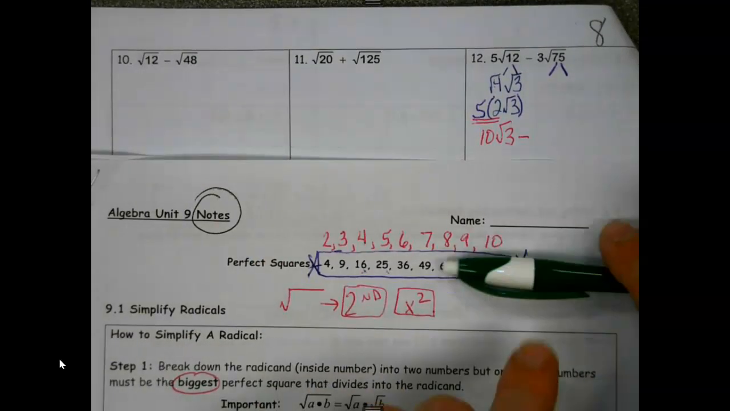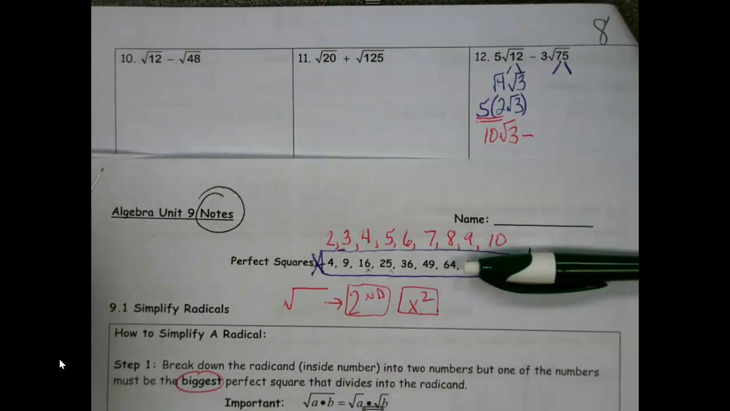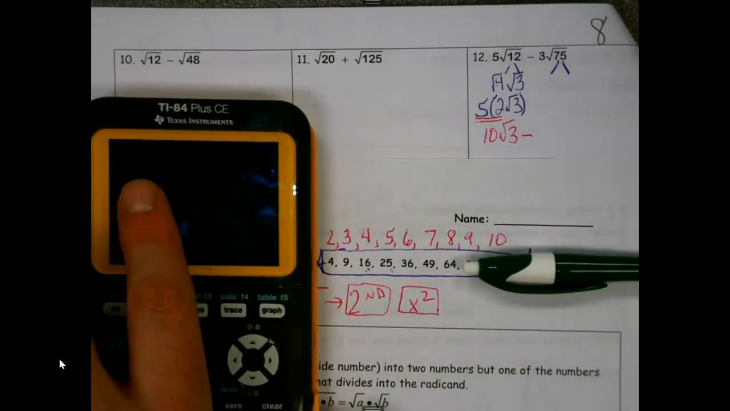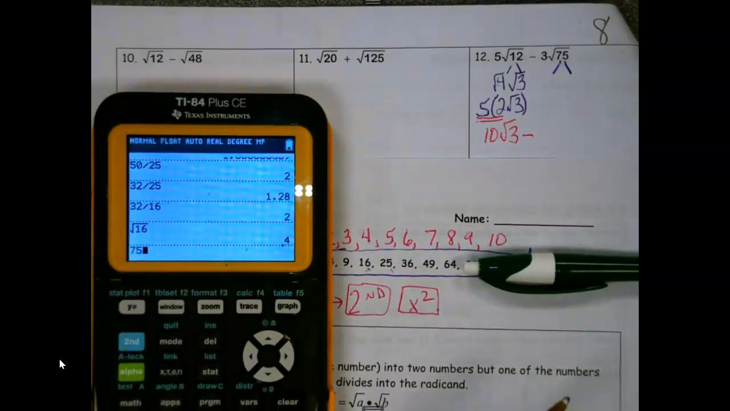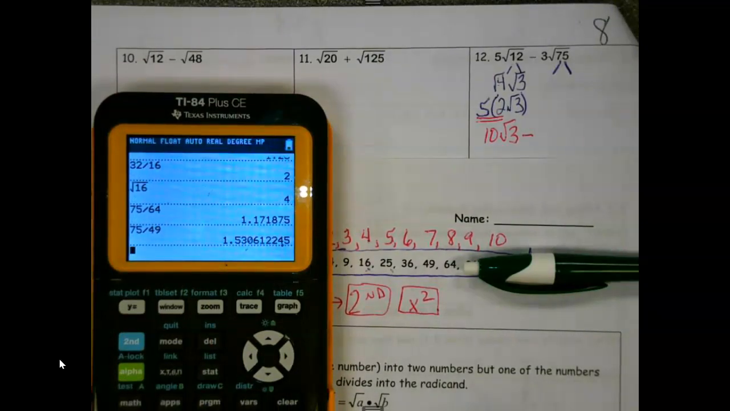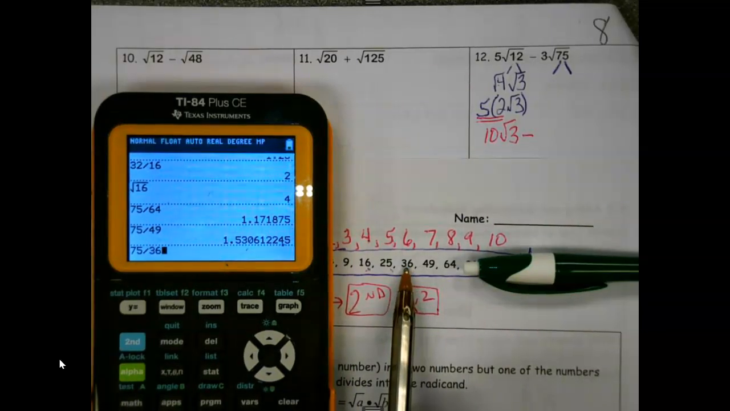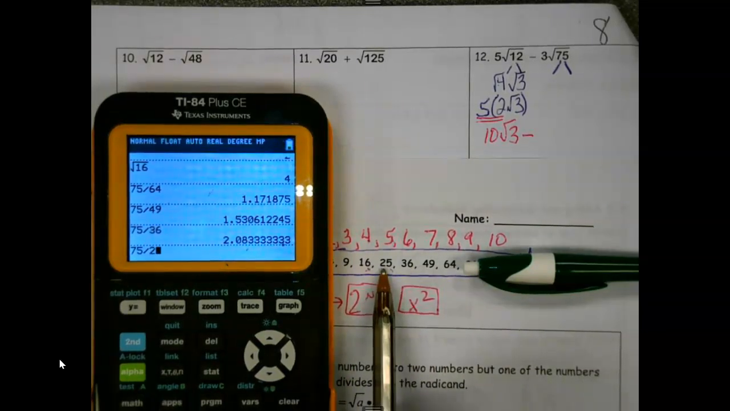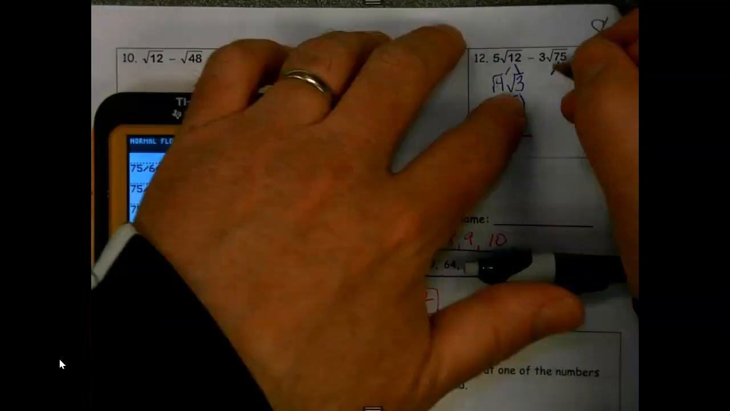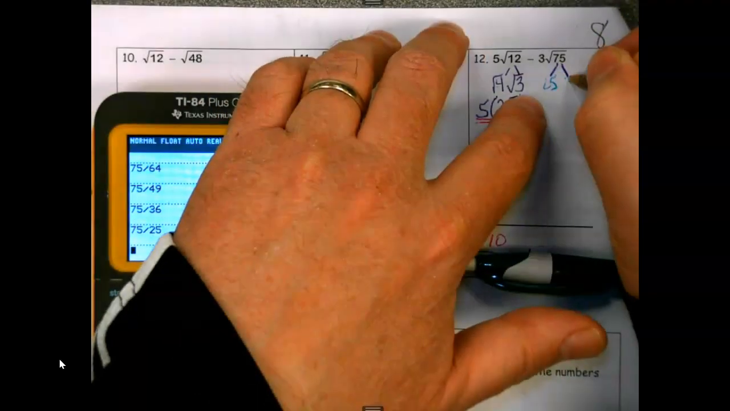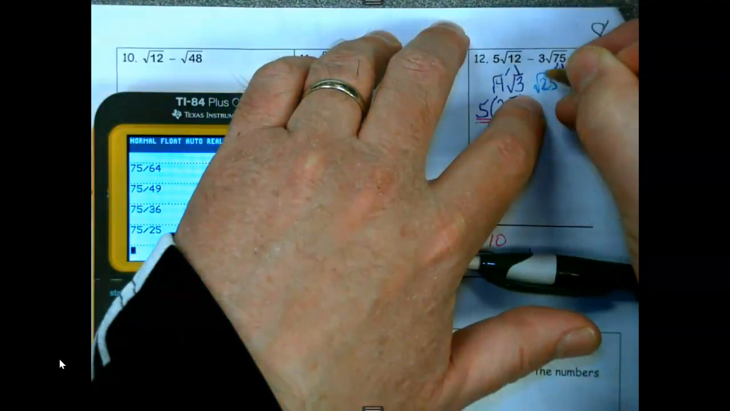Now, 75, that's a little bigger. So 75, 64, no, 49. I'm just rolling down these. No, no, yep. 25 and 3.